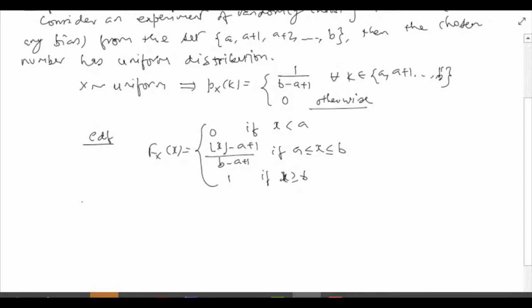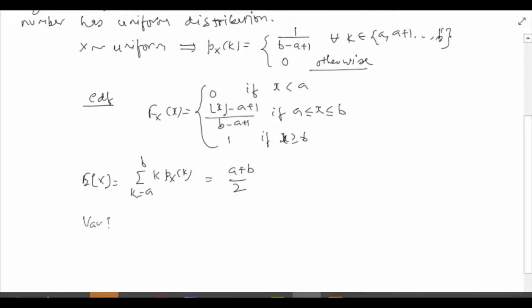of 3 is 3. Next, we can see that the mean of the uniform random variable can be computed using the formula that we had seen earlier. So it will be the sum of k times P_X(k), k ranging from A to B, and it turns out to be A plus B by 2. Moreover, the variance of X turns out to be equal to B minus A plus 1 whole square minus 1 divided by 12.